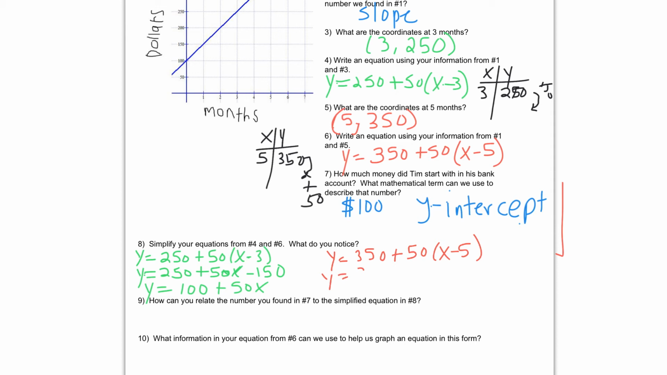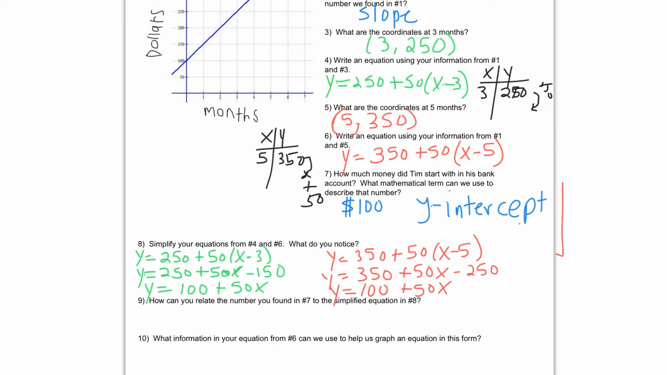Here we could distribute again, so the 350 is going to come down. Then we're going to take 50 times x, which will give us 50x. And then we need to take the 50 times the negative 5, which would give us negative 250. Combining our like terms again, we can combine 350 and negative 250. 350 minus 250 is 100. So we get y equals 100 plus 50x.